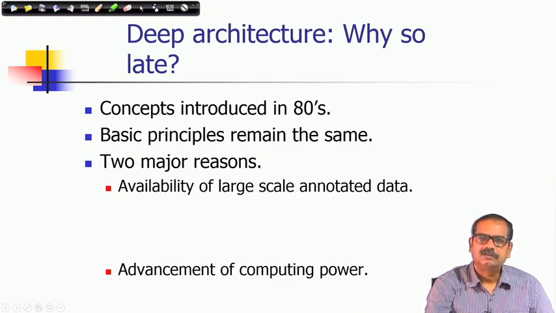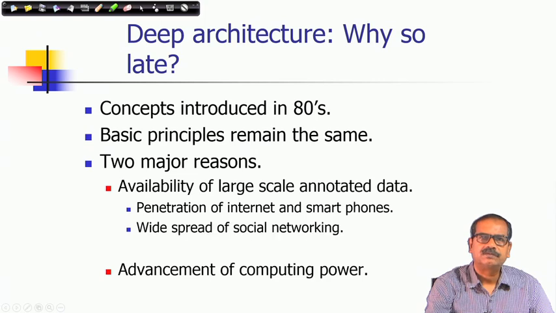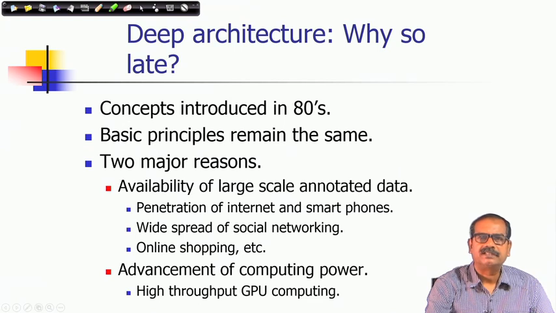So, there is GPU computing which has given this advancement and which has been very much used for this kind of computation. So, availability of large scale annotated data is possible because of penetration of internet and smartphones, widespread social networking, online shopping, etc., and advancement of computing power, as I mentioned, high throughput GPU computing, like this is one such example.